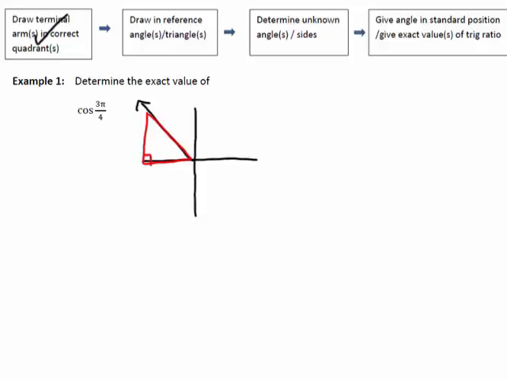Now because it's 3 pi over 4, we know our reference angle is pi over 4. There's our reference angle. And because it's pi over 4, we know that this is a 1, 1, root 2 triangle, which now we have our reference angles and reference triangle drawn in. All of our sides and angles are already known in this case.